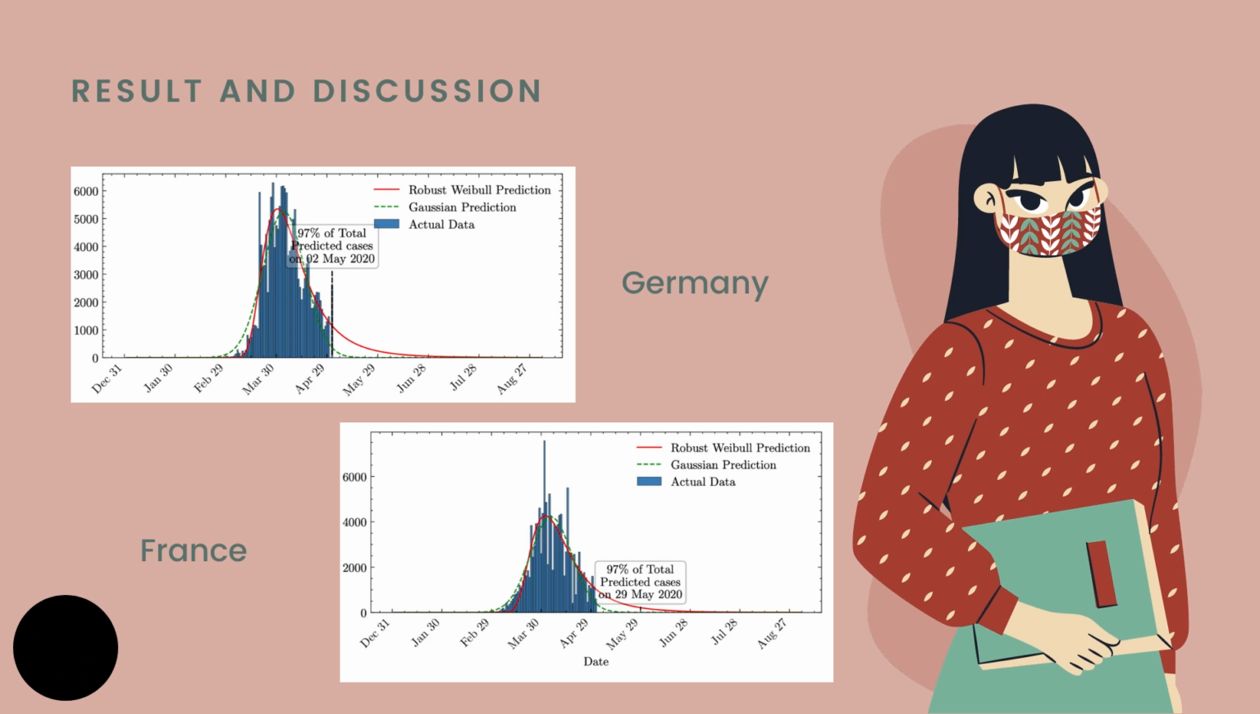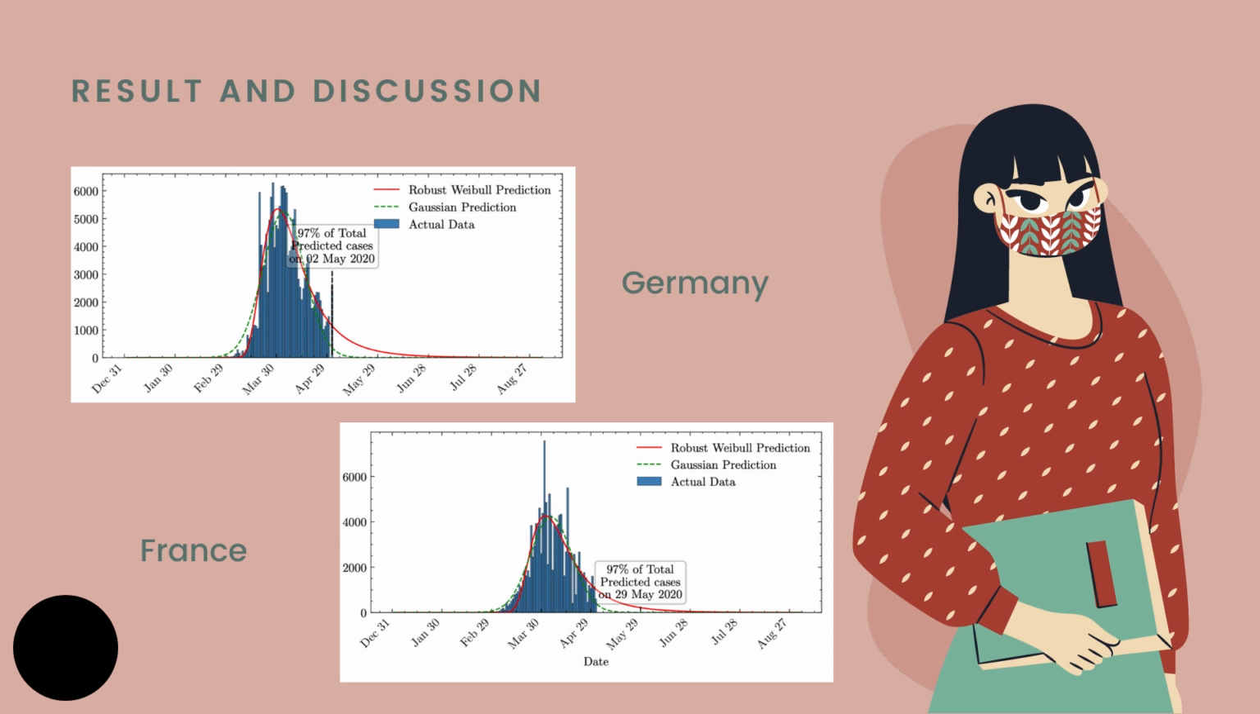So about the results and discussion, there are a lot of countries mentioned in their journal, but I will just mention some of them. Like Germany and France, you can see here the robust prediction and the Gaussian prediction. Both of them can almost predict the data, which is really close to the actual data, but the robust prediction is much closer to the actual data.